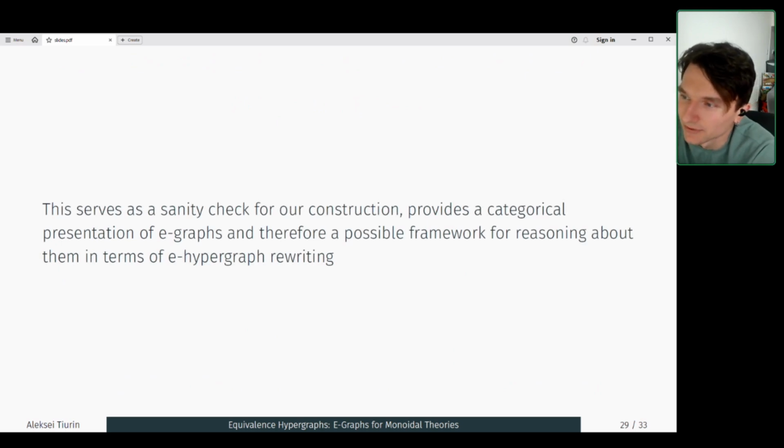These examples are a sanity check for our construction, and it also provides a categorical representation of EGRAPHS in terms of categories enriched over a category of semilattices. And therefore, it also provides a possible framework for reasoning about EGRAPHS in terms of hypergraph rewriting.